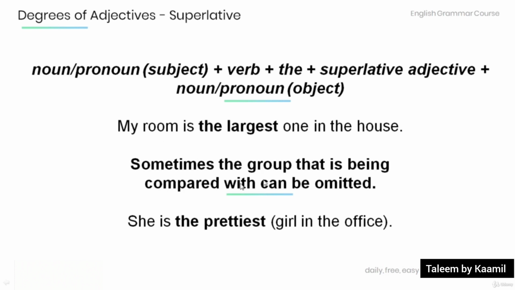Remember that sometimes the group that is being compared with can be omitted. Have a look at the example below. She is the prettiest girl in the office. Note that this part of the sentence, girl in the office, can be omitted. She is the prettiest.